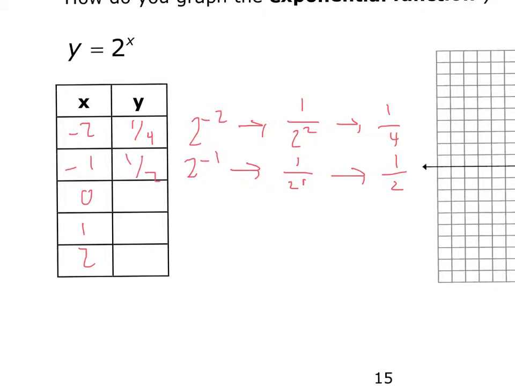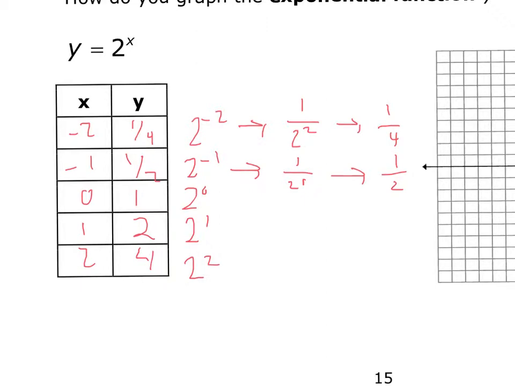Okay, the next ones get easier. You don't have to mess with the fractions. Remember, anything to a 0 power, what's 2 to the 0? Well, anything to the 0 power is always going to be 1. And then you can go right on down the row. What's 2 to the 1? Well, that just means 2. Okay, so you don't even have to do anything. And then the last one, you have 2 squared. 2 squared means 2 times 2, which is 4. Okay, so we have our t-table filled out.